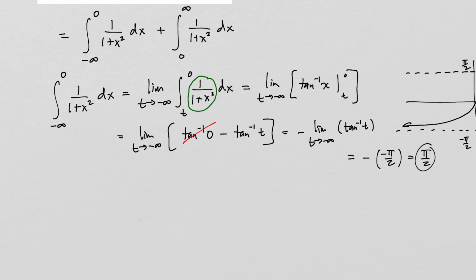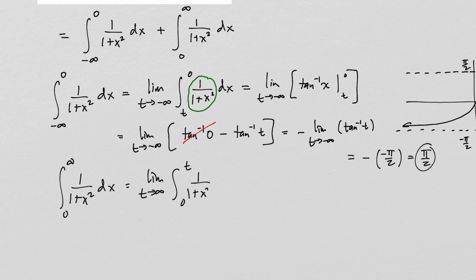Now let's go ahead and work on the other integral, this one here. So for that one, we have the integral from 0 to infinity, 1 over 1 plus x squared. This is defined to be the limit as t goes to infinity, integral from 0 to t, 1 over 1 plus x squared. Take the antiderivative, we get the limit as t goes to infinity of the inverse tangent of x. And we're going to evaluate this from 0 to t.